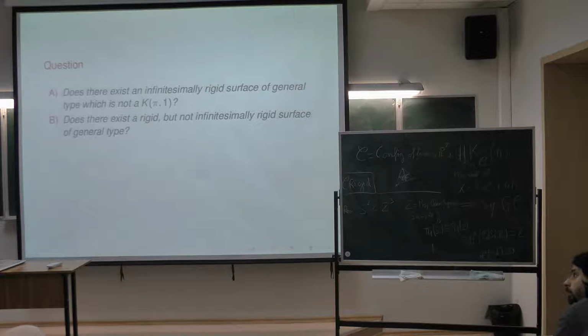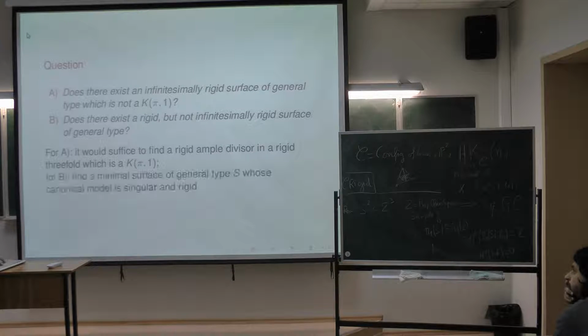Now, what I like about this topic is that there are a lot of interesting questions, and what we can prove is rather little, but it's still not trivial. It's still hard. So, normal surfaces: I already explained the first hint, a rigid ample divisor in a rigid threefold, which is a ball quotient, and then a minimal surface of general type whose canonical model is singular and rigid. So this concerns rigidity.